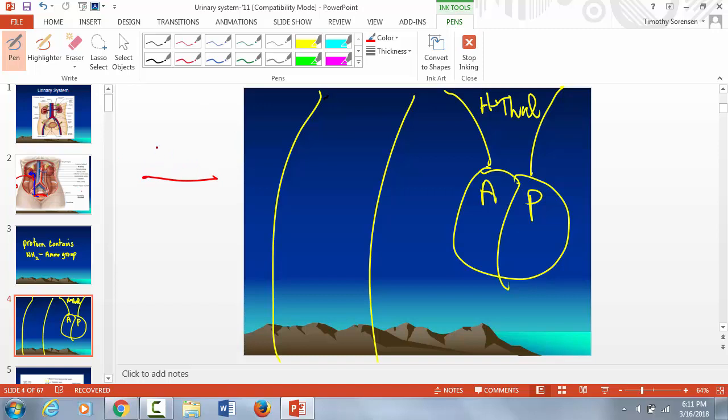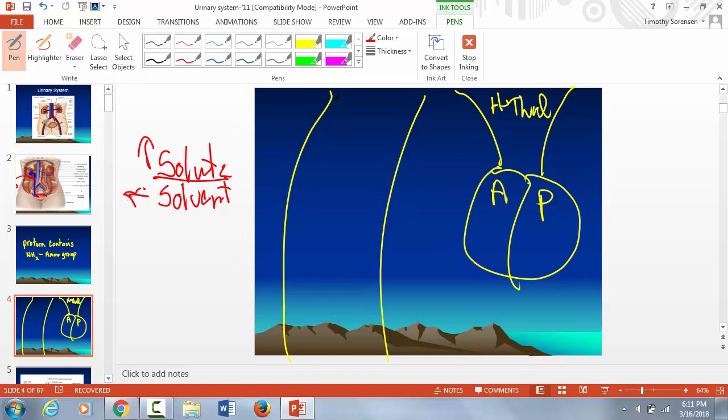How do you increase osmolarity? What are the 2 ways you can increase osmolarity? Add more stuff and keep the water the same? Yes. Right? Or keep the solute the same and decrease water. You remember this, right? Okay. And as you recall, there are little receptors in the hypothalamus called osmoreceptors. Are you with me? Okay.